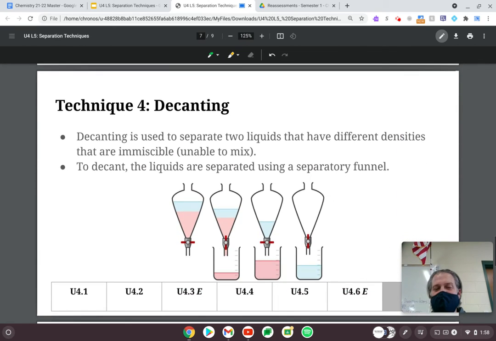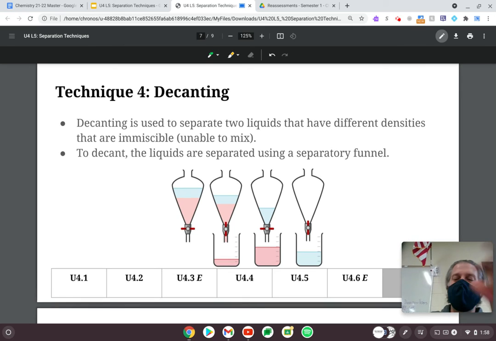Technique number 4 is called decanting. Decanting is crazy, I think, because it's simple. It uses substances that have different densities and that are immiscible, which is a really fancy term for they don't mix well together or they don't mix together at all. The most common example of an immiscible situation in your life would be salad dressing that has oil and vinegar in it. If it's sitting in the refrigerator, it will separate out. You'll have oil on top and vinegar on the bottom.